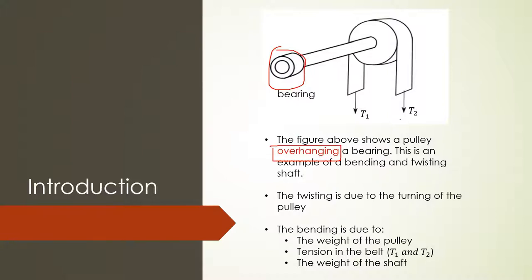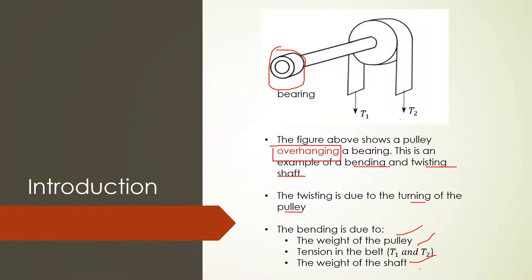So the figure above shows a pulley overhanging a bearing by a certain length. This is an example of a bending and twisting shaft, because this shaft is going to bend because it has got a weight, and this shaft is also going to twist because of the tensions that are going to be spinning this shaft. The twisting is due to the turning of the pulley, while the bending is due to what? The weight of the pulley, the tensions on the belt, as well as the weight of the shaft.